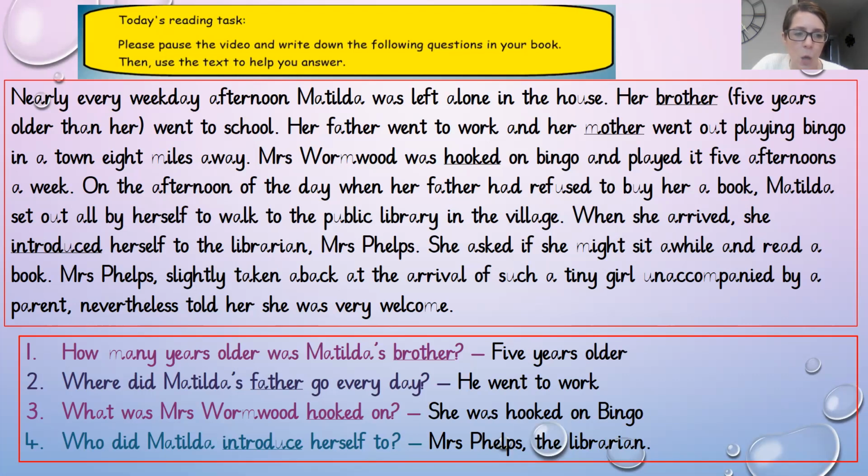And question 3, what was Mrs. Wormwood hooked on? What was she addicted to? And the answer to that question was, she was hooked on bingo. She loved playing bingo. And the last question, who did Matilda introduce herself to? And the answer to that one is, when she went to the library, she introduced herself to Mrs. Phelps, the librarian. Okay, well done if you got those questions right.